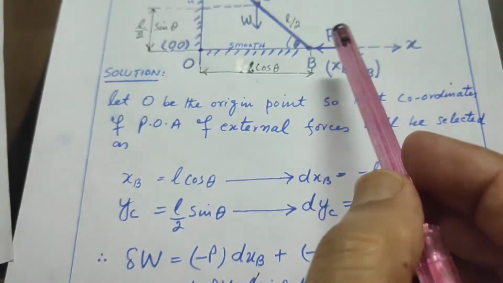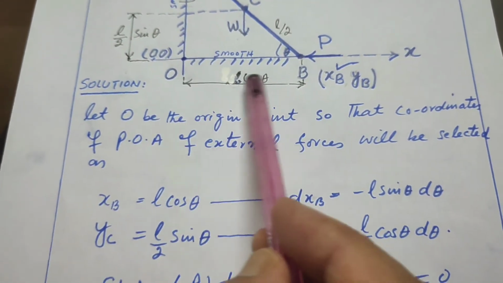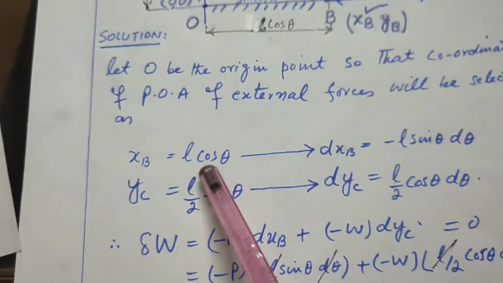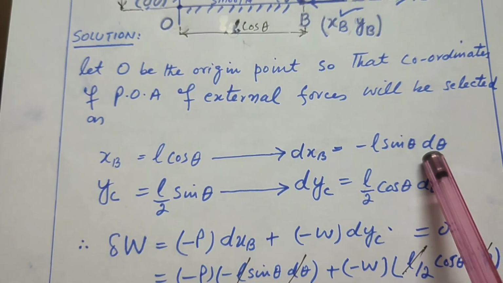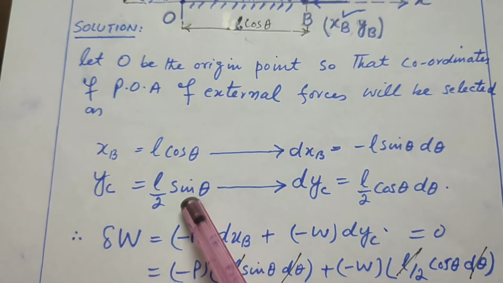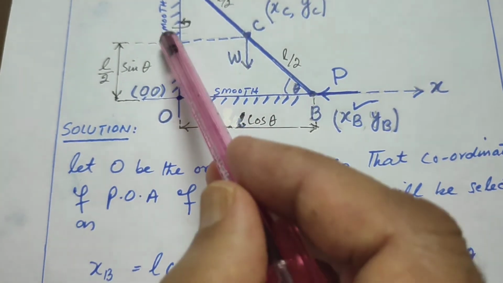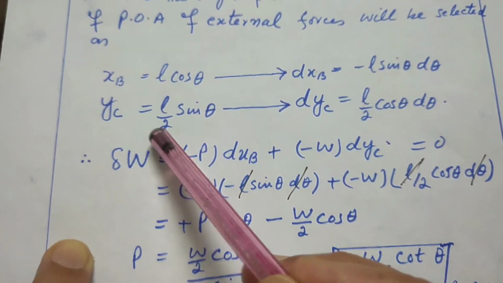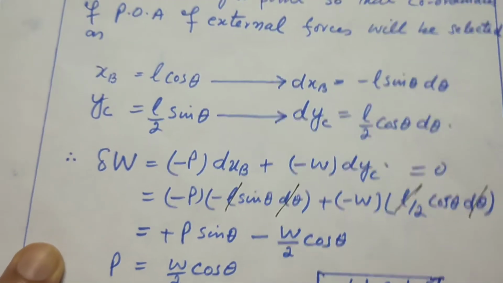So XB will be equal to L cos theta. This distance will be L cos theta. This angle is theta, so this distance will be L cos theta, and differential of this will be equal to minus L sin theta into d theta. YC equal to L by 2 sin theta. This distance will be L by 2 sin theta, and differential of this will be equal to L by 2 cos theta into d theta.